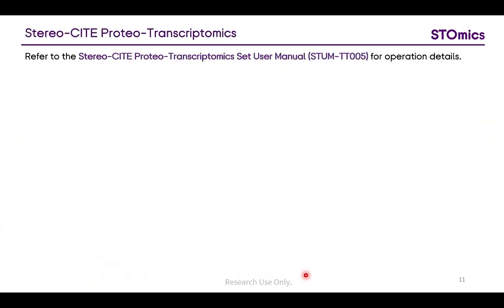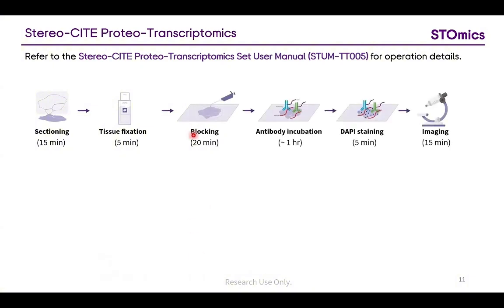With the pre-knowledge gained from the pilot experiment, we then smoothly move to proteome transcriptomics. We have the specific reagent set and the user manual for your operations. Firstly, you need to section the tissue and mount it on our Stereo-CITE T-chip. And then you fix it in 4% PFA. Then you block it with blocking buffer to minimize all the false signals caused by the non-specific binding between the antibodies and antigens, or between the ADT and the probes.